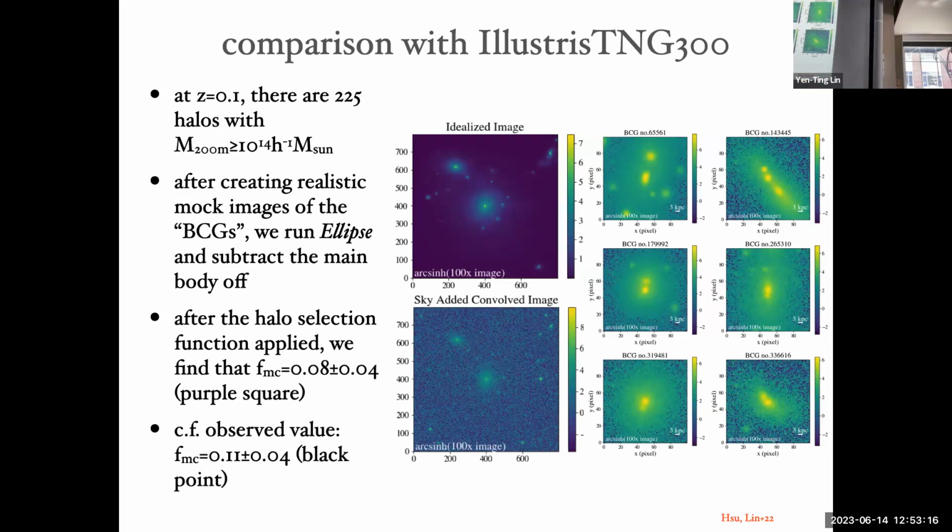At redshift 0.1, there are 225 halos above our mass cut of 10^14 solar masses. We first have the idealized images of the BCGs, and then we added observational effects such as the sky noise and other observational things. Here you can see a small gallery of mock BCGs with multiple cores. We do need to model the BCG main body and subtract it off. This way we measure a multiple core frequency of 0.08 plus or minus 0.04, which is within 1 sigma of our measurement.